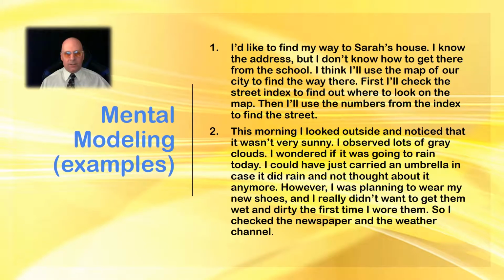Here are mental modeling examples. Number 1. I'd like to find my way to Sarah's house. I know the address, but I don't know how to get there from the school. I think I'll use the map of our city to find the way there. First, I'll check the street index to find out where to look on the map. Then I'll use the numbers from the index to find the street.